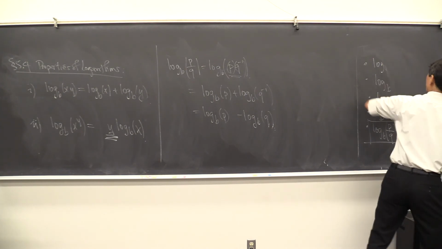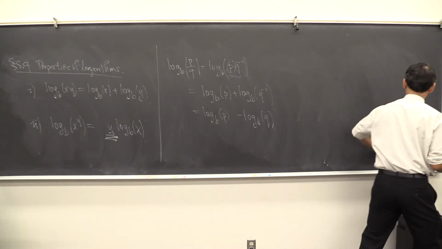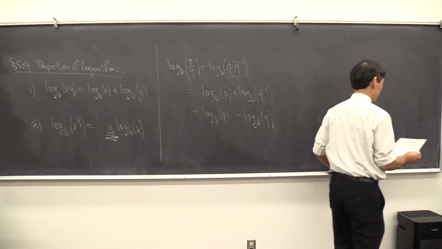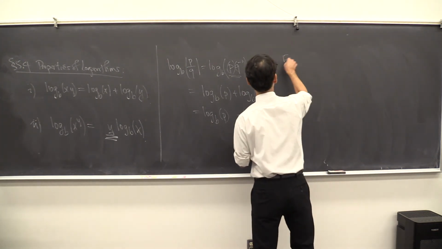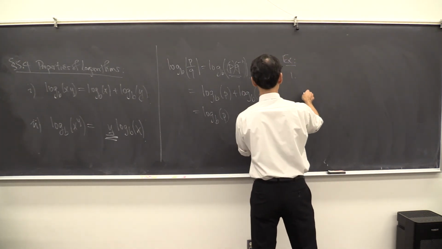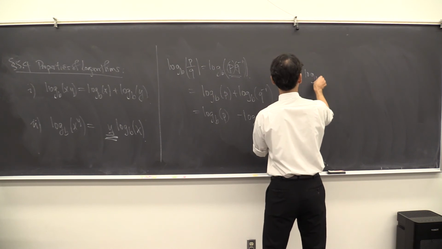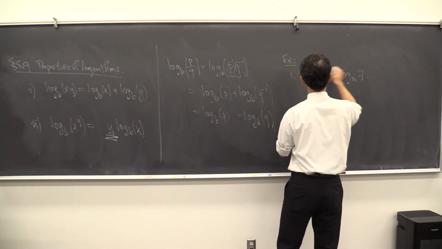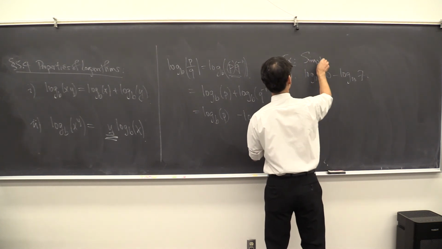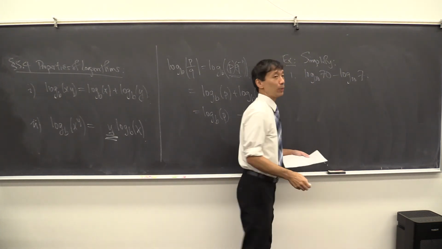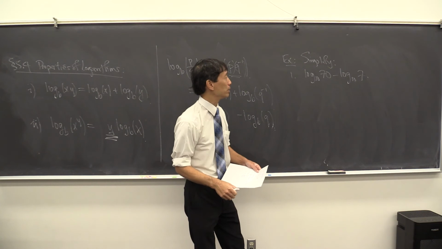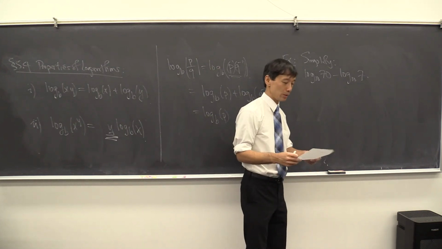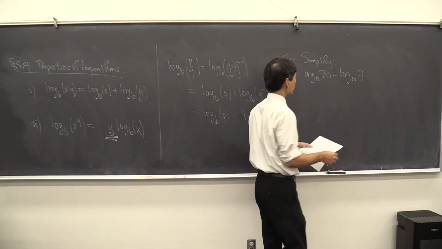Just to get these things more ingrained in your brains, let's do a couple of examples. So here's one: log base 10 of 70 minus log base 10 of 7. These are from your book, actually. Simplify the following using these properties. I'll do a couple just to warm you guys up.